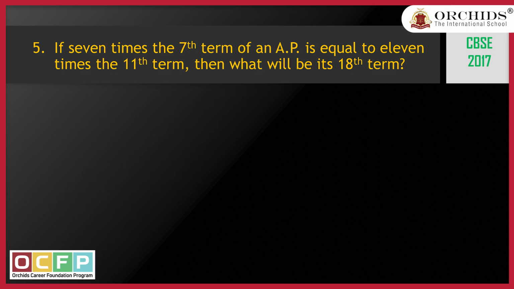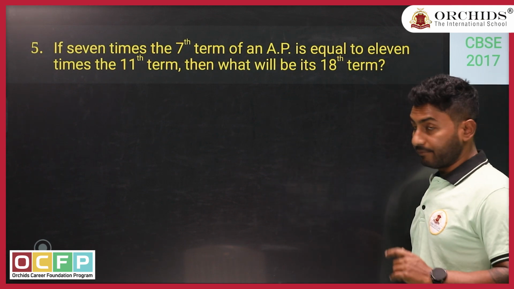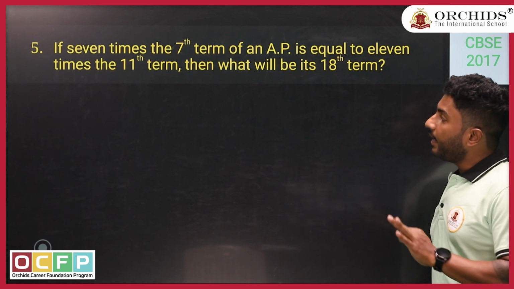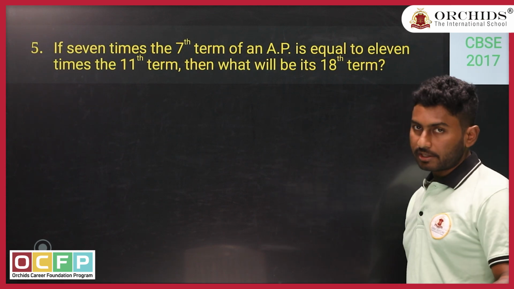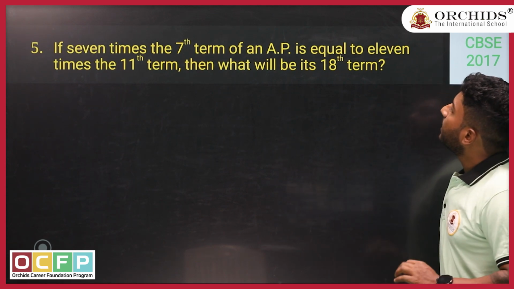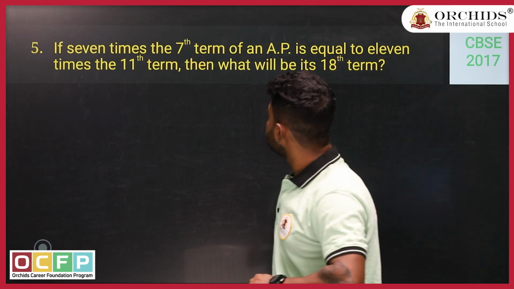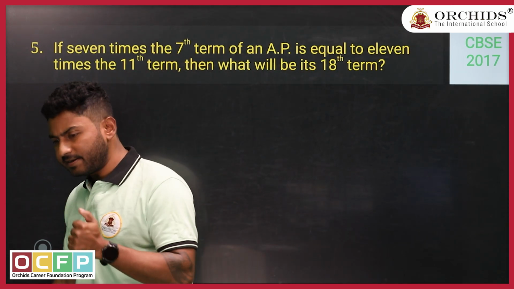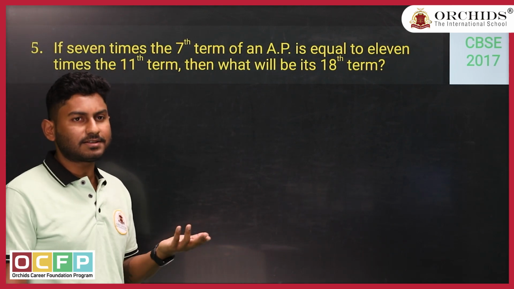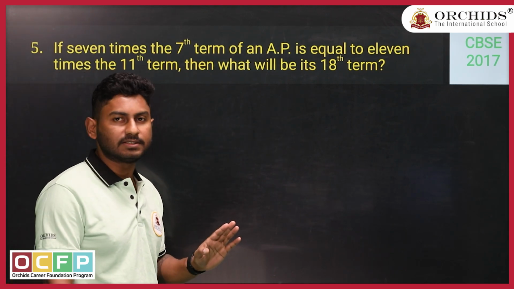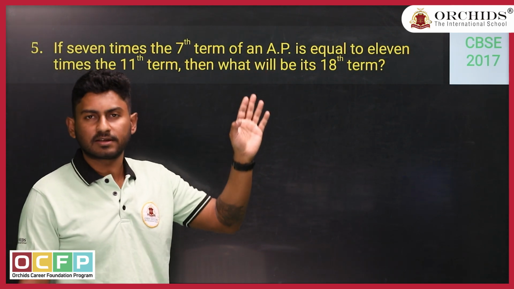That's question number 5, which is from CBSE 2017. Okay, a very good question. If 7 times the 7th term of an AP is equal to 11 times the 11th term, then what will be its 18th term? People will think that nothing is given. If nothing is given, how can I find it? Very easy. Just write down what is given first, then we'll think.